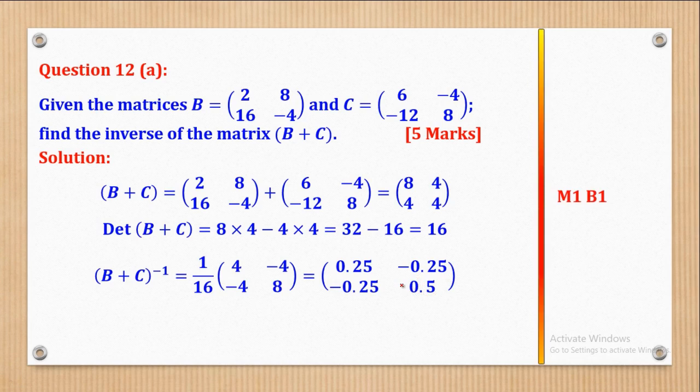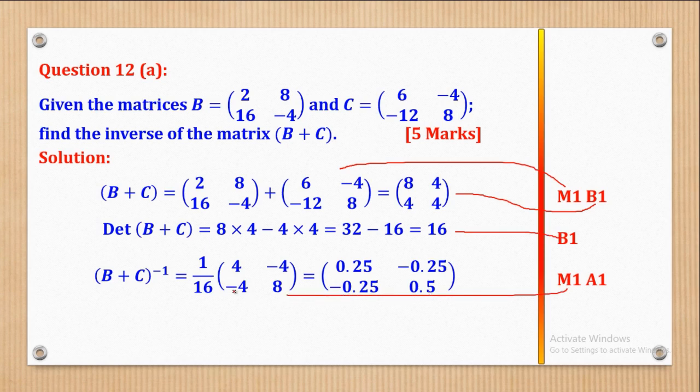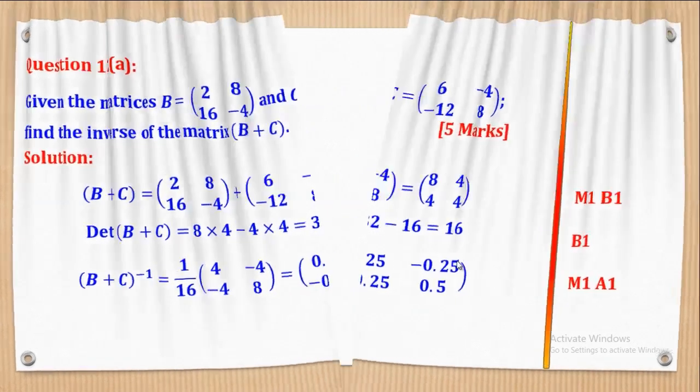Now let's see how marking can be done. So M1 is for this addition, substitution and adding them. This is for the output. Then this B1 is for getting the determinant. This M1 is for knowing the formula for inverse, that is equal to adjoint over determinant. So when you substitute that, it will give you M1. And lastly, this M1 is for this output. So basically, that's how the 5 marks come about.